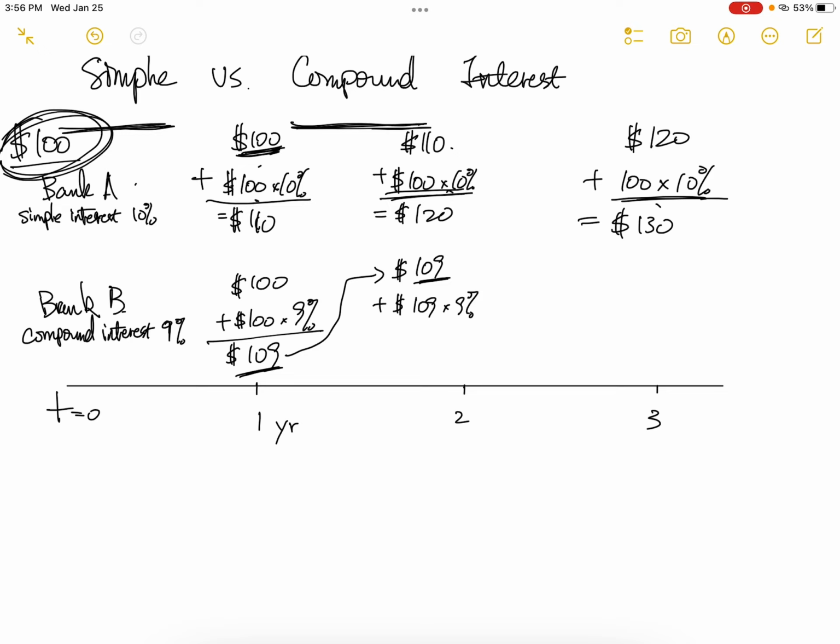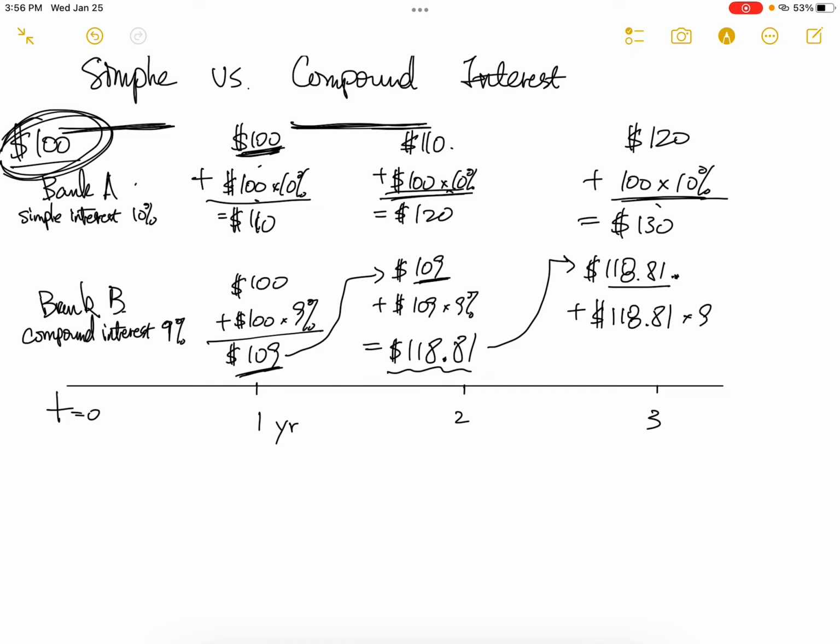So let's do the calculation here. So it's 109 times 9%, so that's $9.81. So that's going to be $118.81. And then the third year, this amount gets carried over to the third year. Plus, to calculate the interest, you use this amount: 118.81 times 9%. Now you have $129.50. It's almost caught up, right?